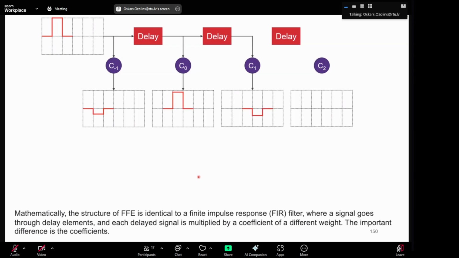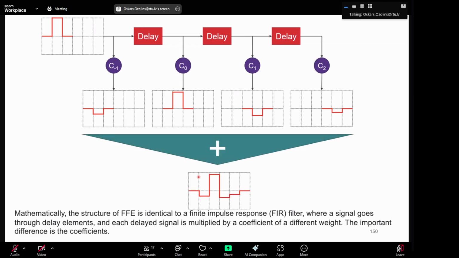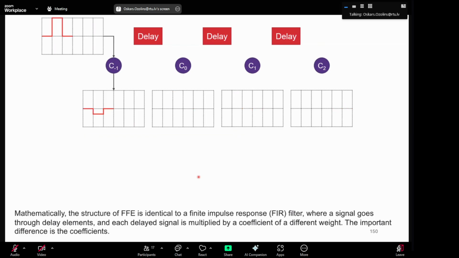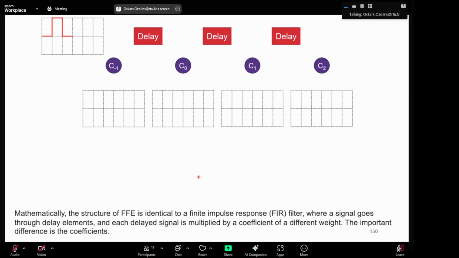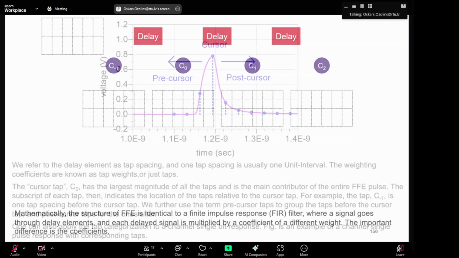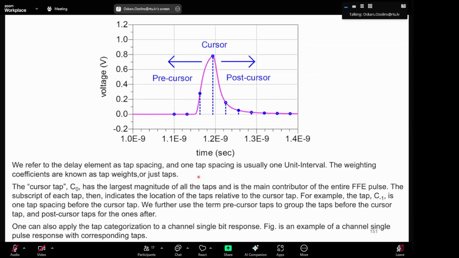So the real difficulty in these types of filters is to optimize these coefficients. So let's look at another example here. So I already told you a little bit.